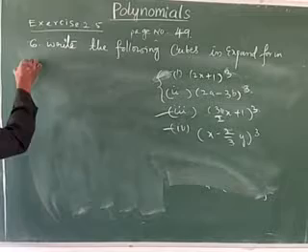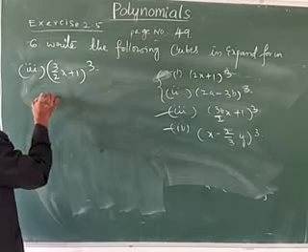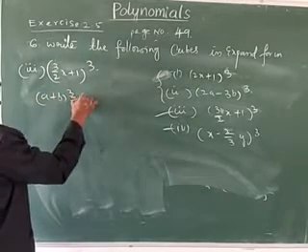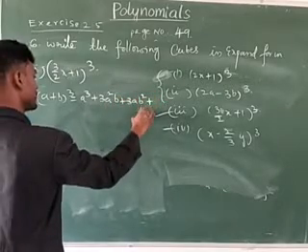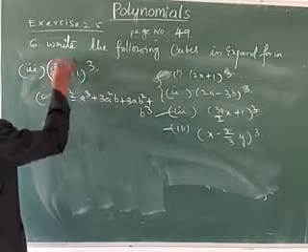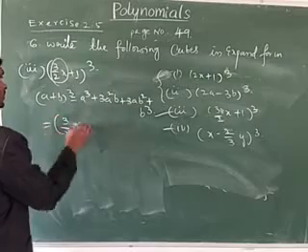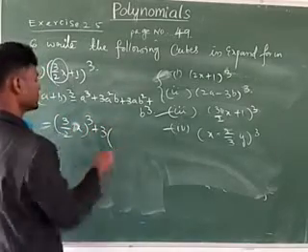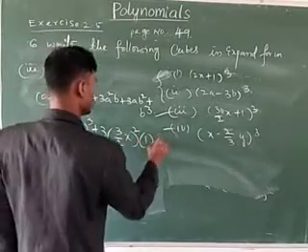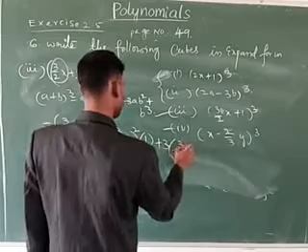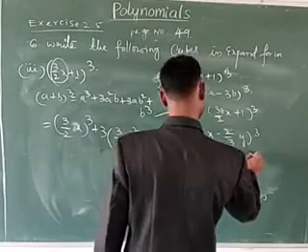Third one here: (3/2 x plus 1) whole cube. What is the (a plus b) whole cube formula? a cube plus 3a square b plus 3a b square plus b cube. Now you have to write: this is a, this is b. a is 3/2 x, so (3/2 x) whole cube, plus 3 into (3/2 x) whole square, and b is 1, plus 3a b square, 3 into 3/2 x into 1 square, plus b cube, which is 1 cube.